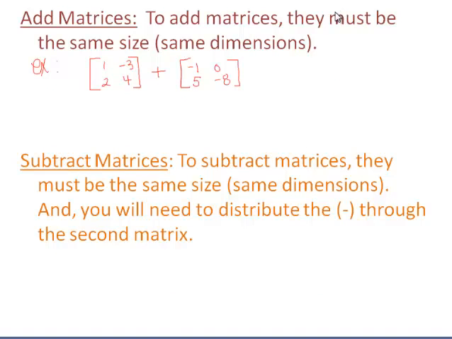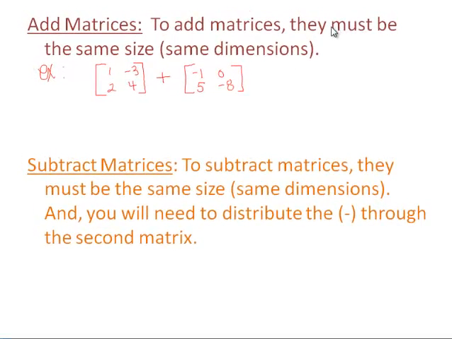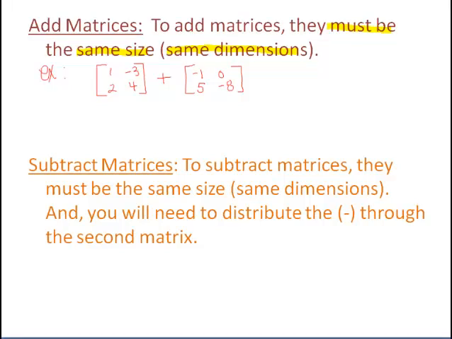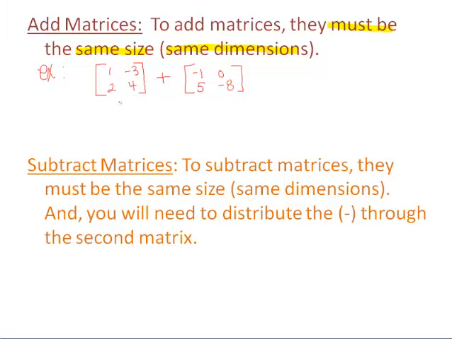So with matrices, we're going to talk about some basic operations. We're going to talk about adding matrices, subtracting matrices, and multiplying matrices. When you add matrices, they must be the same size, and that means that they have the same dimensions. So let's look at this example that I have written down, and go ahead and add this into your notes packet.